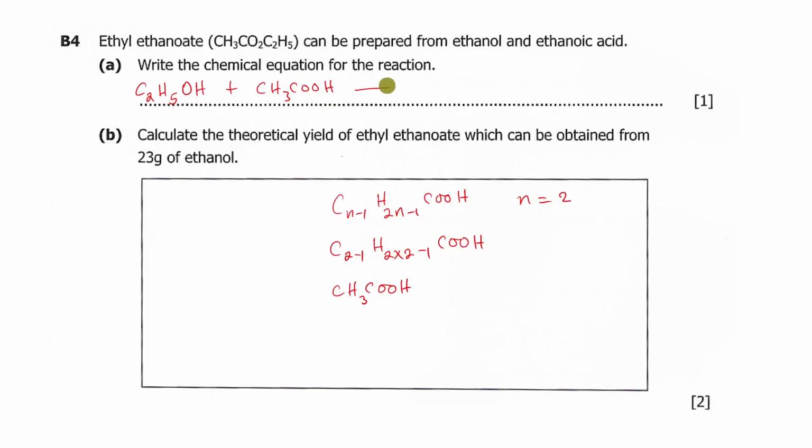So these two, when they react, they are forming this one. They have already given us here. So this one will be ethyl ethanoate, plus a water molecule will be released. So it will be CH3CO2C2H5, plus water. Now this one they gave 1 mark. These guys, let them be serious.